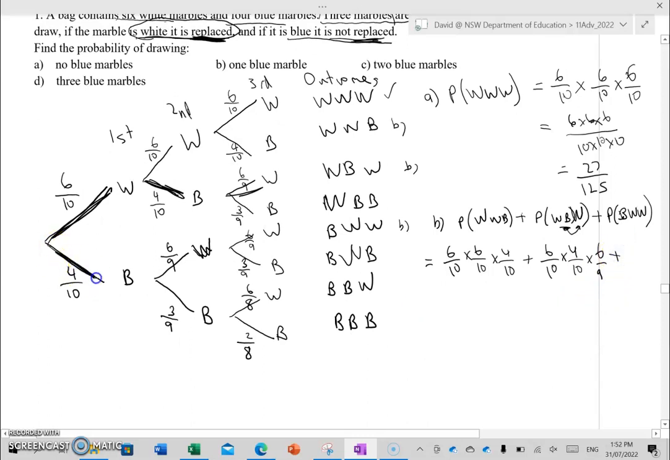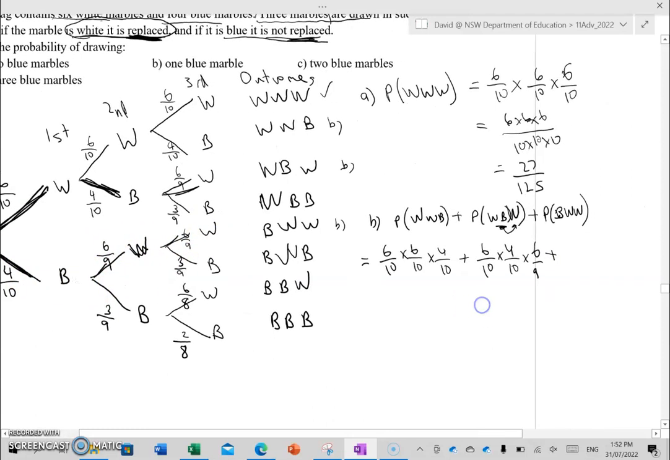And then blue, white, white. So 4 out of 10 times 6 out of 9 times 6 out of 9. It doesn't drop the second time because the white one that you pick second you replace. Okay, so into your calculator, I got 632 over 1125.